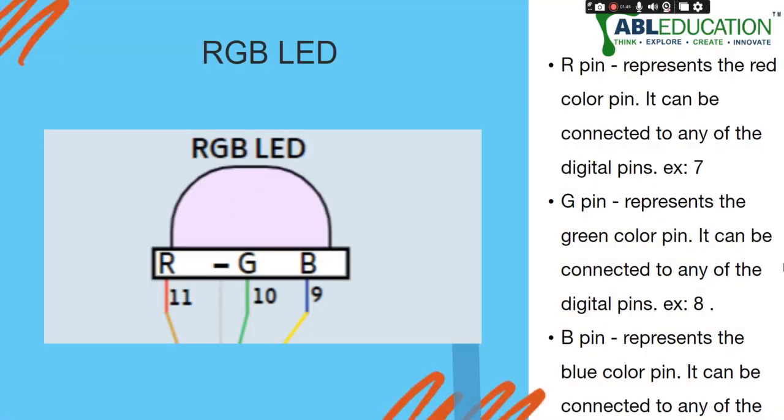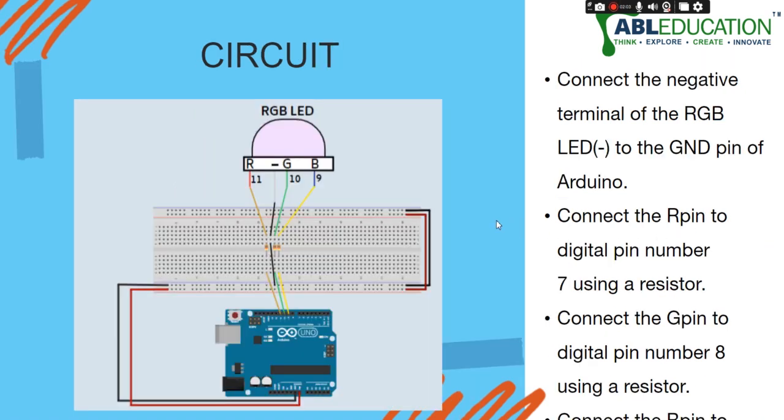So as I was talking about, the R pin represents the red color and is connected to any of the digital pins. Similarly goes the green pin, similarly goes the blue pin, and then there is the negative pin that is represented by a minus sign, also known as the cathode pin. So this is the circuit diagram that I've made in ABLOX website, and the best part is that you just have to place the blocks together and this will automatically create the circuit for you. Isn't that amazing?